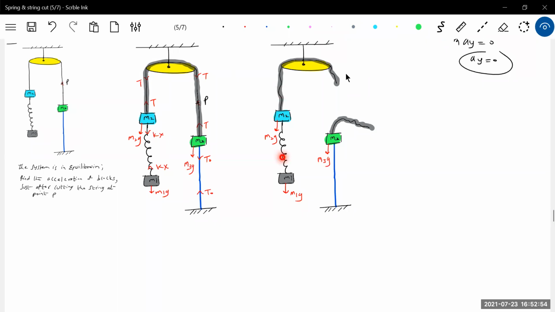Now let's come to this one. Block M2. Just after cutting the string, there's no displacement of M2 and M1. So no change in spring force. So let it be as it is. Now the net force on the block M2 is downward. On the block M1, we'll put it in this way. Now we'll check first the block M2. Earlier the net force was 0. Now the net force is non-zero. From at rest, now it starts moving. So let's write the equation now.